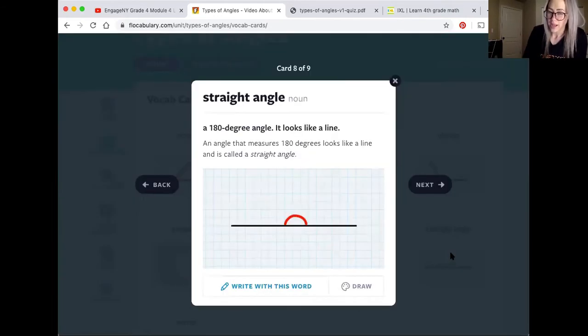A straight angle, this is what I mentioned. When it keeps going from 90, then it goes obtuse, and then eventually to a straight angle, it gets flat. It means it's a 180 degree angle, and it looks like a line. So a lot of you have probably seen that on IXL already. So it goes halfway through the circle, okay? 180. So I want you to think about this.